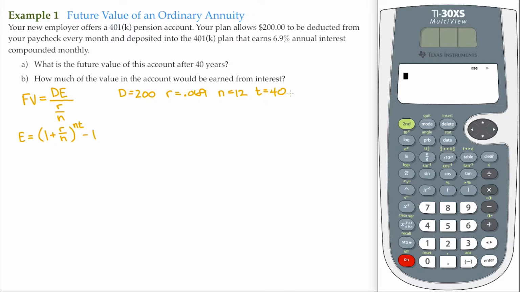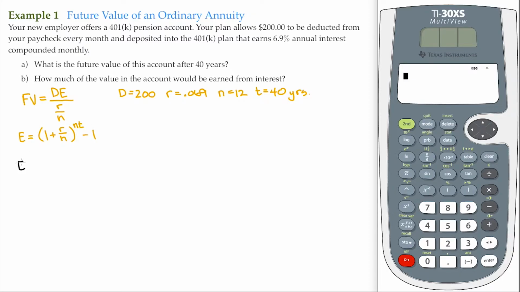is 40 years. So the idea here is that your employer every month takes out $200 out of your check, puts it into your 401k account. That's for retirement. That account earns 6.9% annual interest and it's compounded monthly. How much money will you have 40 years later, maybe when you're ready to retire? So the first thing we should always do is find the value of E. Most of the calculations that we're going to need are going to be found in E anyways.